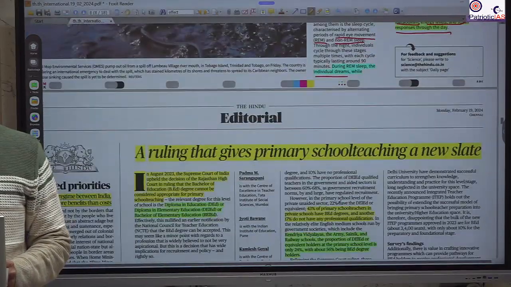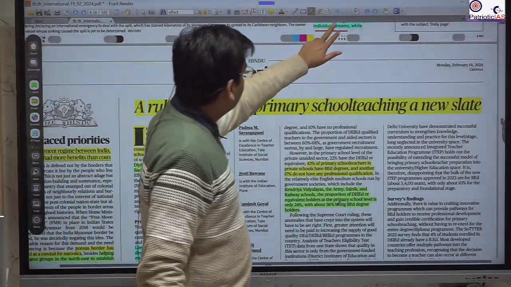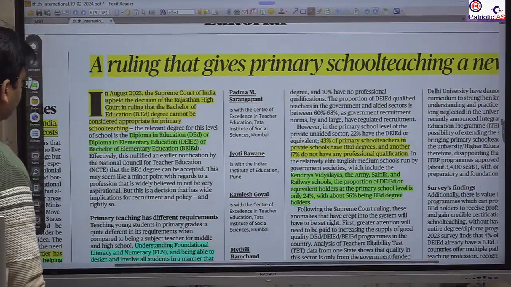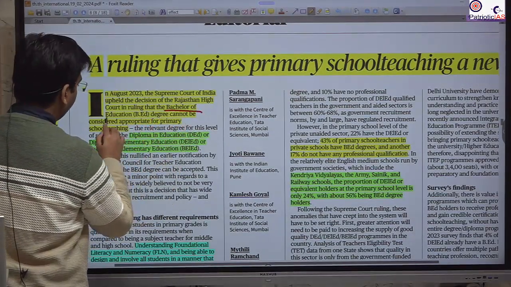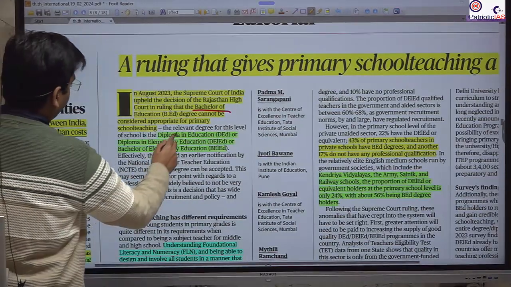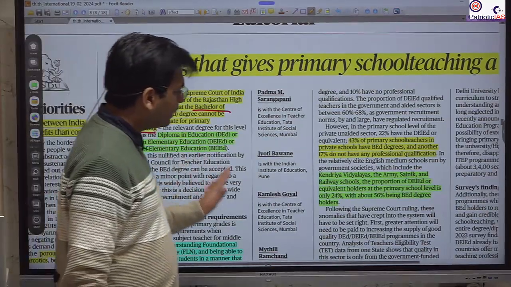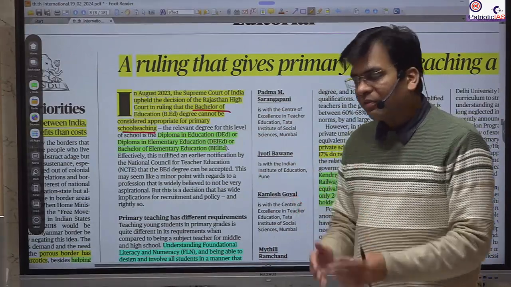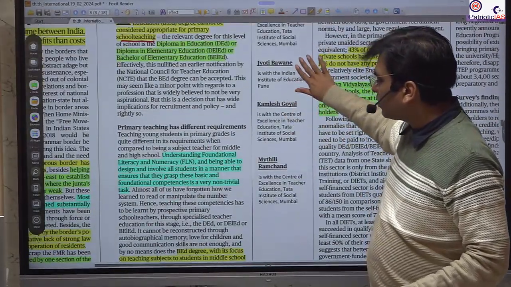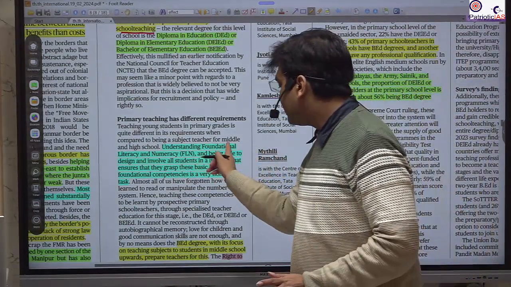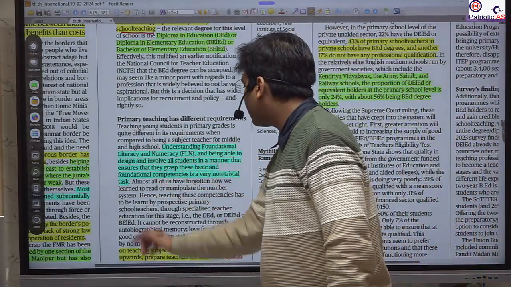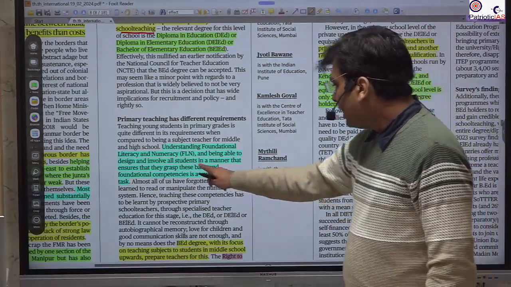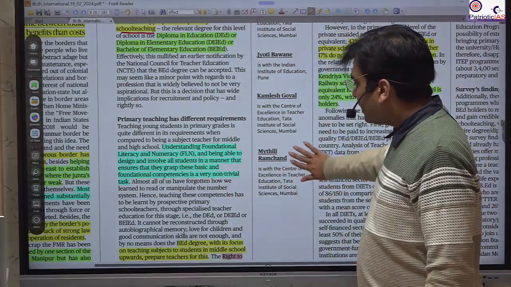Next topic that we will take is from this. This is basically, you should know in brief, based on the Supreme Court judgment and the Rajasthan High Court judgment that rejected that the BEd, Bachelor of Education degree, cannot be considered appropriate for primary school teaching, because it is considered that they lack the basic training for teaching students at the primary level, because it needs understanding of foundational literacy and numeracy, and being able to design and involve all students in a manner that ensures they grasp this basic and foundational competency.